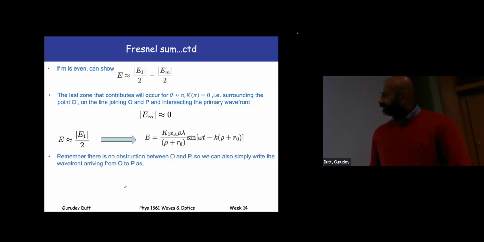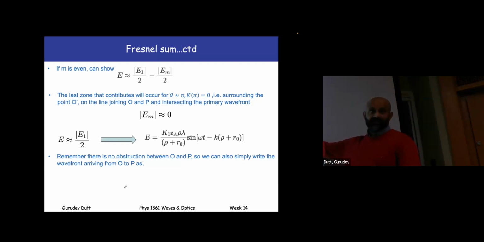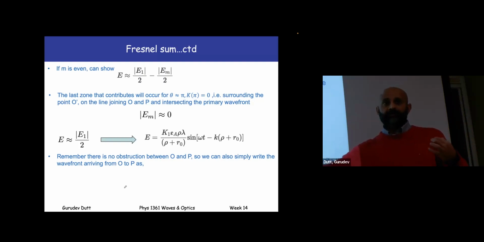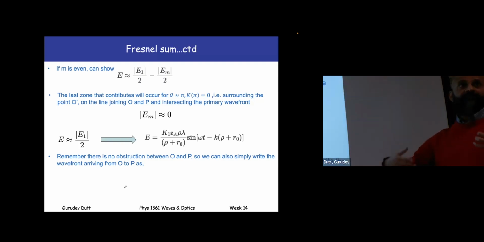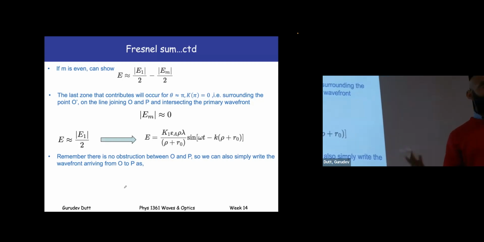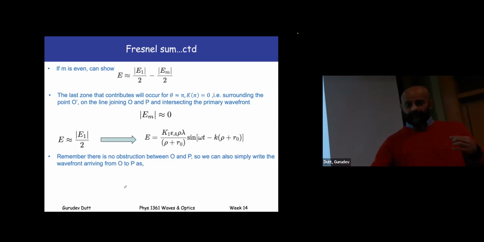So now, of course, this was for the sum of all the secondary wavelets coming from that primary wavefront. But because there's no obstacle here, I can simply propagate the primary wavefront from the point O to the point P. Remember, the original problem was there's a source at point O, and we want to calculate the field at point P. Now, if there's no obstacle in between, then the wavefront can simply propagate from O to P without any obstruction. So I can actually write down the electric field arriving from O to the point P, not by calculating the sum of all of these secondary wavelets, but by just assuming that the wavefront arrives directly from the point O to the point P.